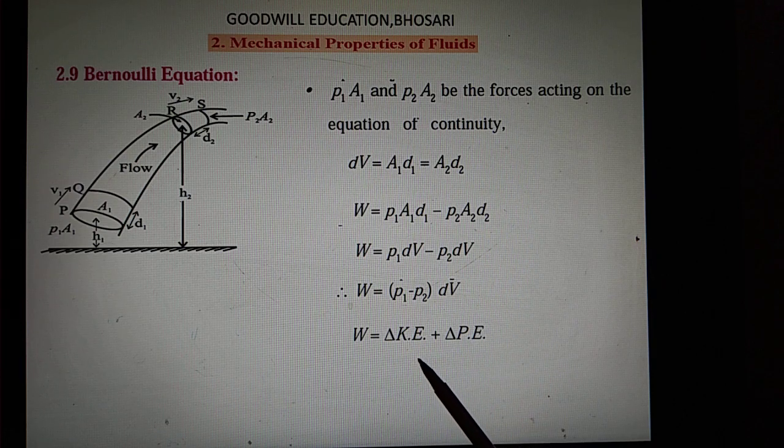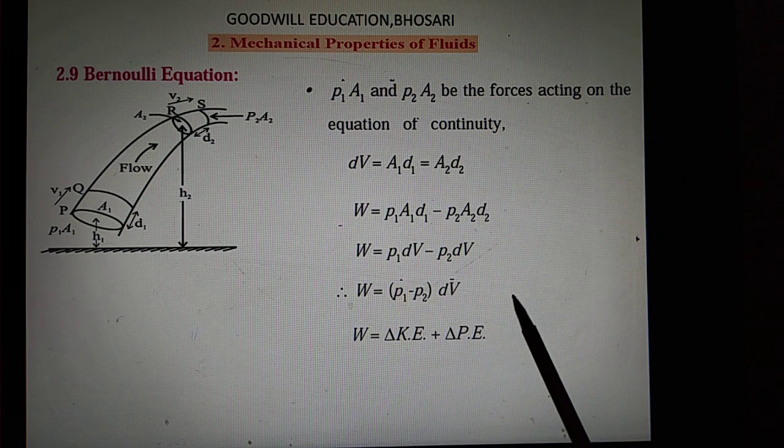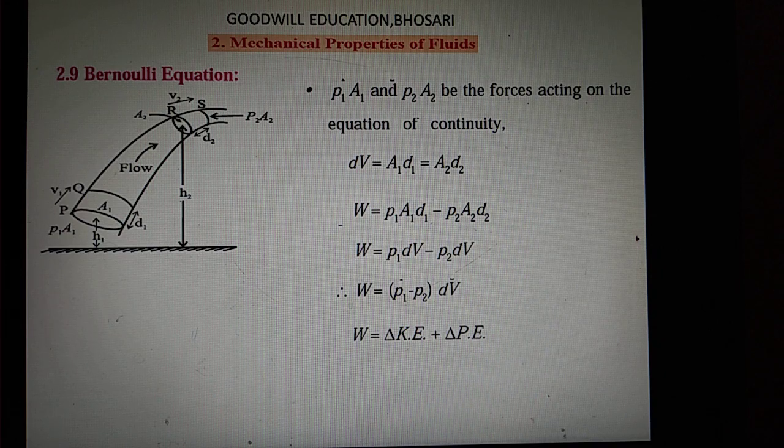So mechanical energy for the fluid between the sections P and Q, and R and S, does not change, as we know that the total energy is conserved. So at PQ and RS sections, the total energy remains constant. Is it right? Therefore, only the kinetic energy and potential energy change. So let us derive these equations.